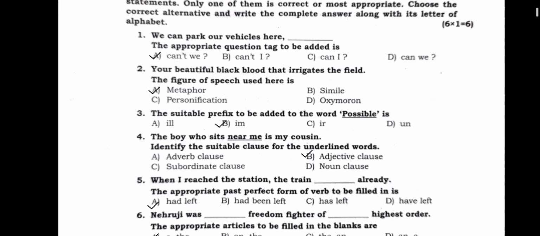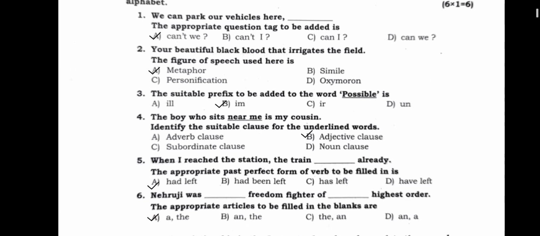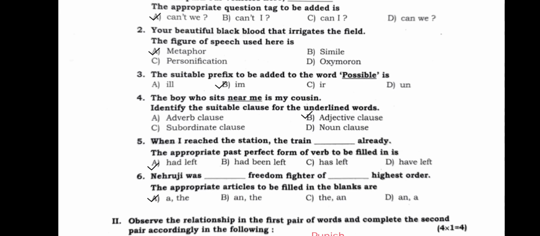So the first answer: we can park our vehicles here. The appropriate question tag: can't we? Your beautiful black blood that irrigates the feet. The figure of speech used here is metaphor. The suitable prefix to be added to the word possible is impossible. The boy who sits near me is my cousin. The suitable clause for the underlined word is an adjective clause.